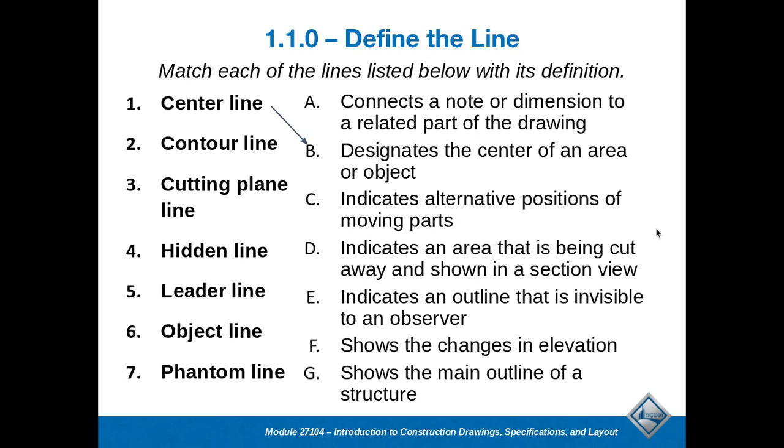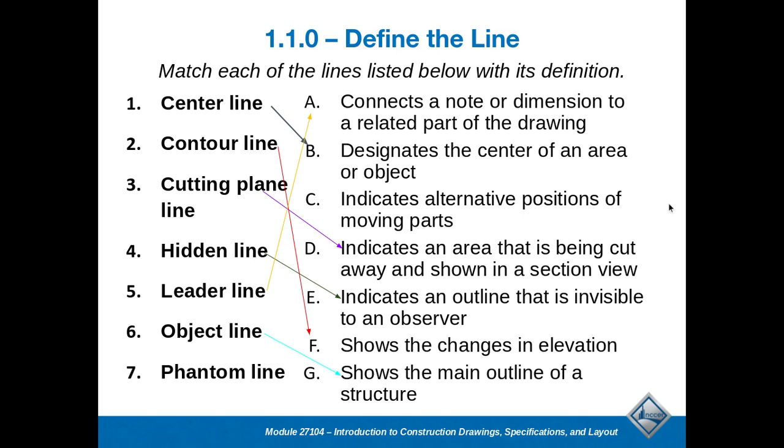Center line should have gone to B, which designates the center of an area or an object. Contour line was F, shows the changes in elevation. Cutting plane line indicates an area that's being cut away and shown in a section view. The hidden line was E. It indicates an outline that is invisible to an observer. A leader line is A. It connects a note or a dimension to a related part of the drawing.